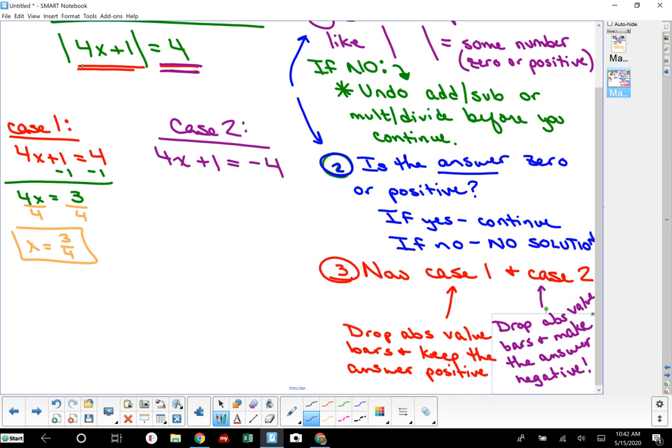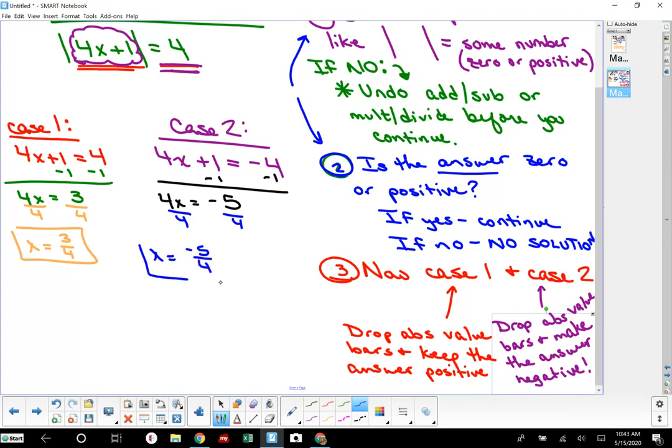The reason we're doing that is because, remember, the stuff in here can either be 4 to equal 4, or it could be -4, right? Because the absolute value of -4 is 4. So case 2 is what happens when the stuff inside is actually negative, and that's why we're solving that. We take off a 1. 4x equals -5. Divide by 4. And x equals -5/4.